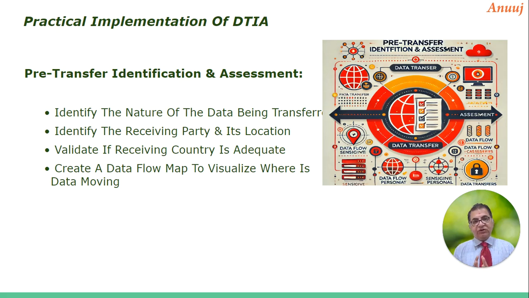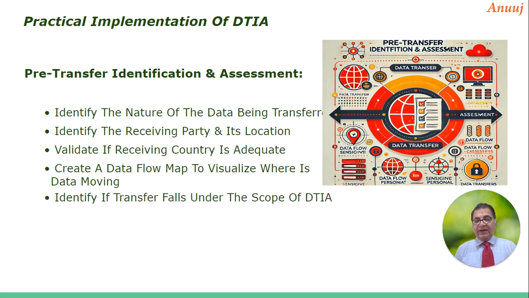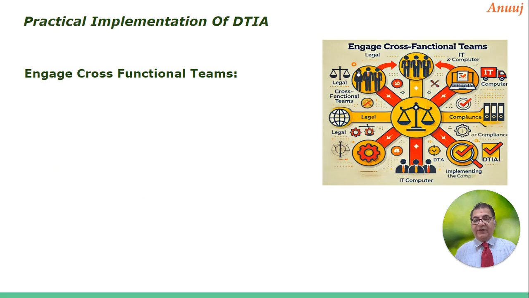So then if you are sure that you are sending data to a non-adequate country, you should create a data flow map to visualize what is the data that is moving and where is it actually moving, and then identify if the transfer falls under the scope of data transfer impact assessment. That's something which is very, very important to identify.